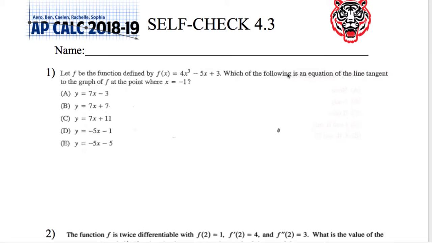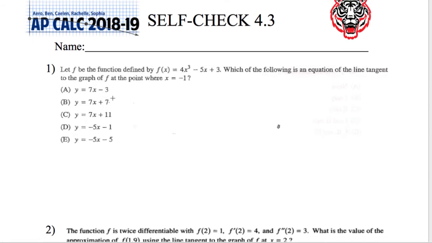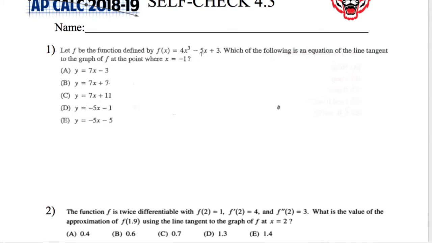Calculus! We are in AP Calculus. We are on self-check 4.3. So let's go through all of these questions. We have this function, which of the following is the equation of the line tangent?